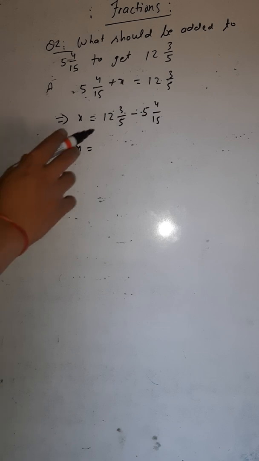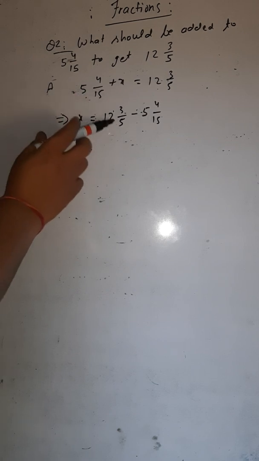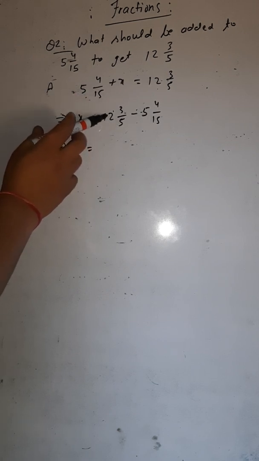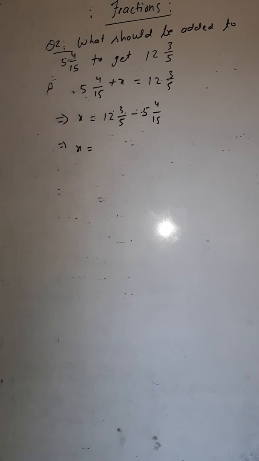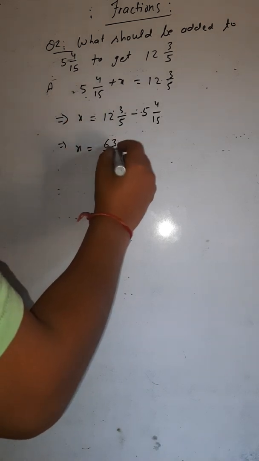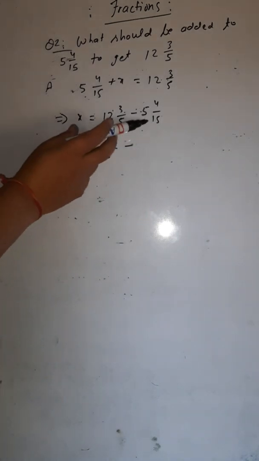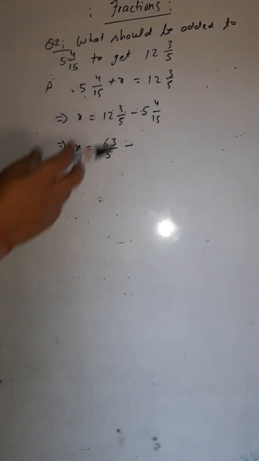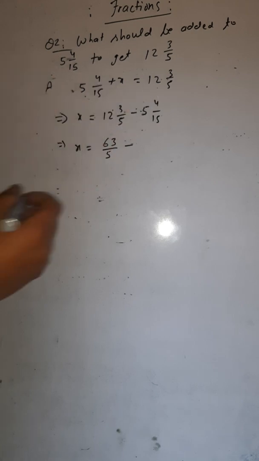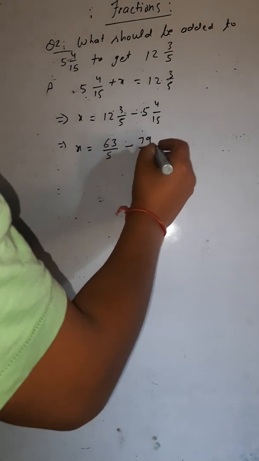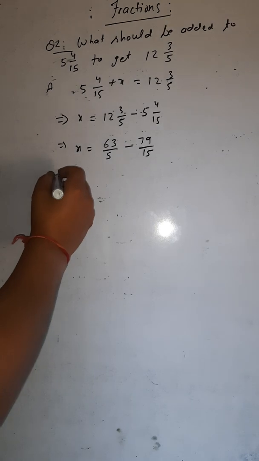Just solve this. Mixed fraction. Change it. 12 times 5 is 60. 60 plus 3 is 63 by 5. 63 by 5 minus, similarly here 15 times 5 is 75, 75 minus 4 is 79. So it would be 79 by 15. Now what should I do?